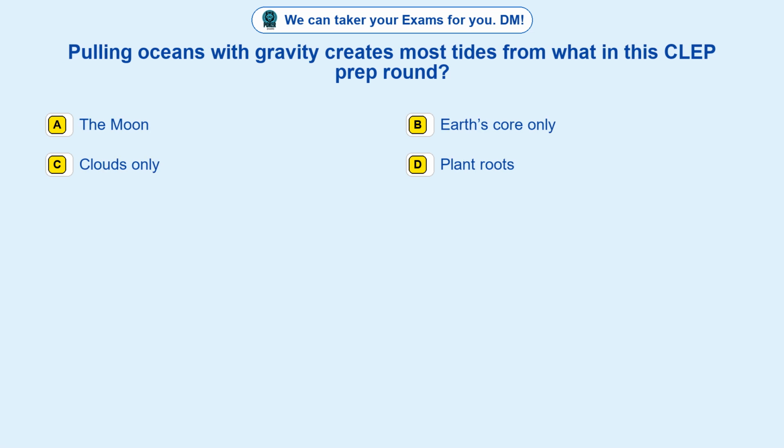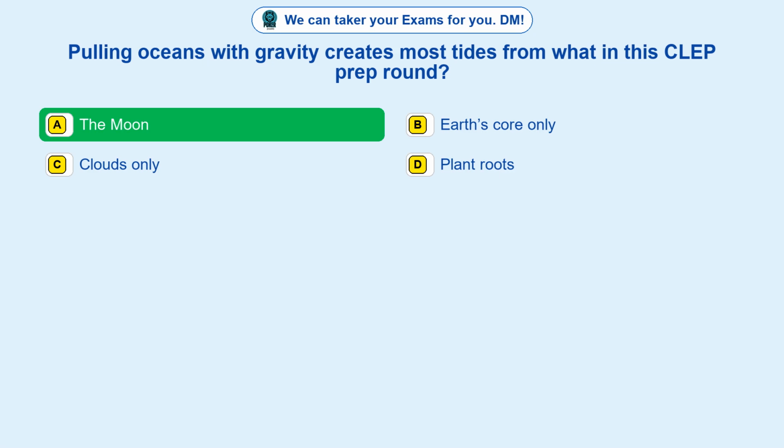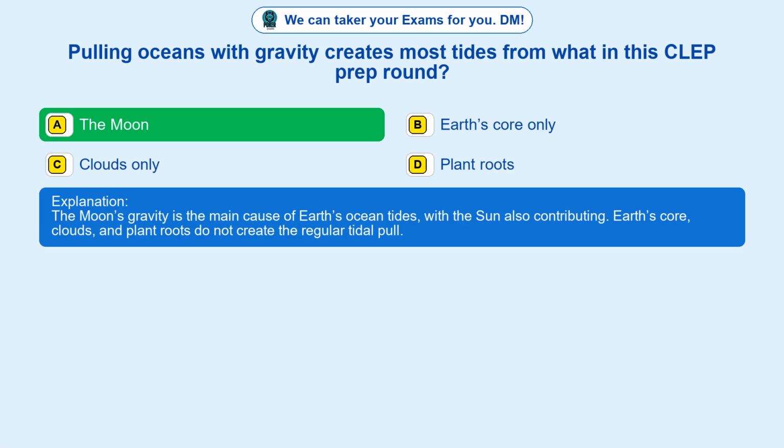Question 91. Pulling oceans with gravity creates most tides from what in the CLEP prep round? Option A, the moon. Option B, Earth's core only. Option C, clouds only. Option D, plant roots. The correct answer is option A. The moon. The moon's gravity is the main cause of Earth's ocean tides, with the sun also contributing. Earth's core, clouds, and plant roots do not create the regular tidal pull.